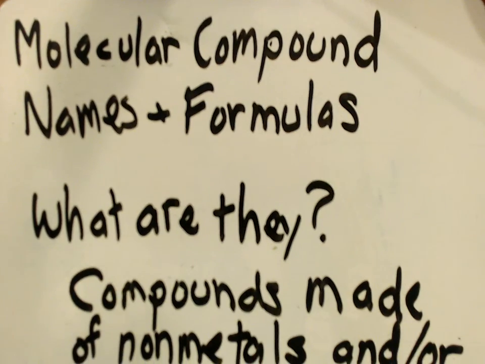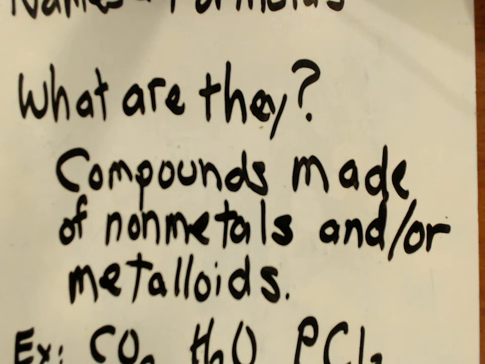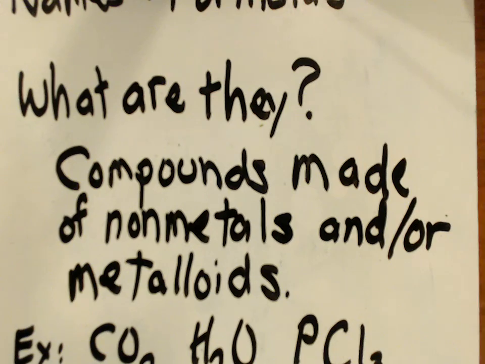So the first big question is, well, what the heck are molecular compounds? They're compounds that are made of nonmetals and or metalloids. In molecular compound formulas, you will not see a single metal atom. The minute you see a metal atom in a formula or the name of a compound, you then know you're looking at an ionic compound. But for this video and for this section, we're only going to look at molecular compounds, so you will only see compounds made of nonmetals most of the time. And then sometimes there will be a metalloid stuck in there.